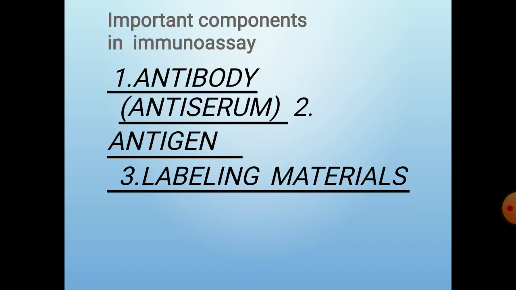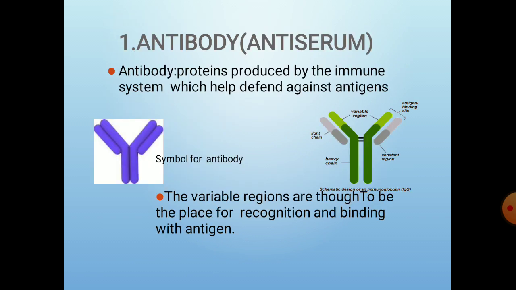The main and important components of immunoassay are antibody, that is antiserum, antigen, and labeling materials. Now let's see what is antibody or antiserum. Antibodies are proteins that are produced by the immune system which help defend against antigens. This is the symbol, the picture in purple color. This is the symbol of antibody.